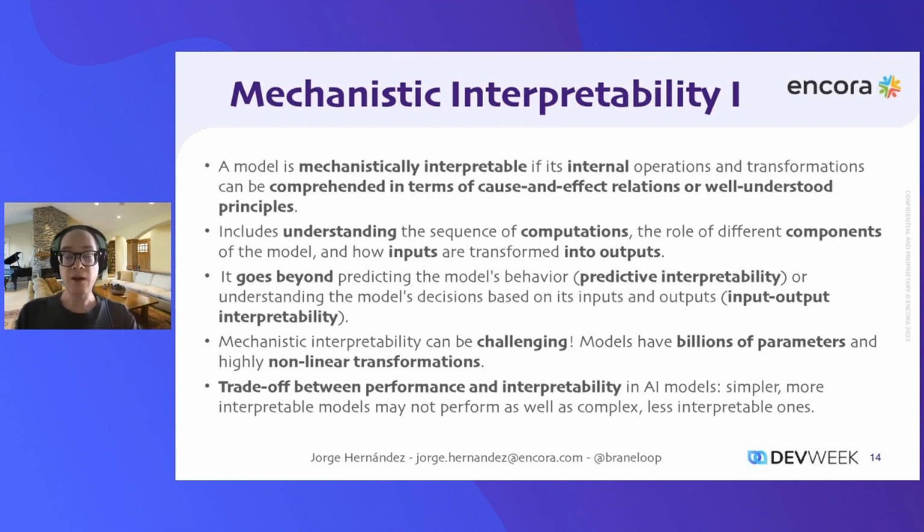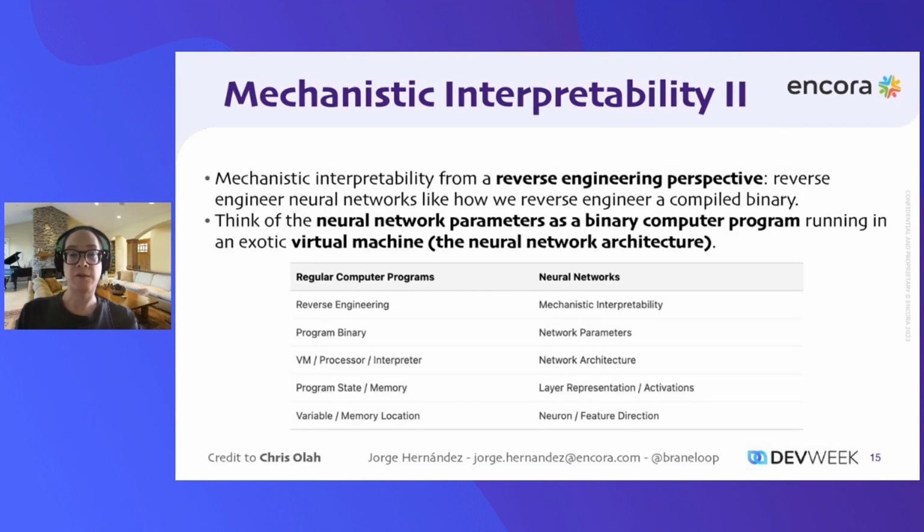Current models are really complex. They have billions of parameters. The transformations are nonlinear, so it's not that easy to understand at a human level what the math is actually doing, how the outputs are being modified, how the inputs are being modified. And of course, there's a trade-off between performance and interpretability. The more complex the model, the more powerful, but also the harder it is to understand.